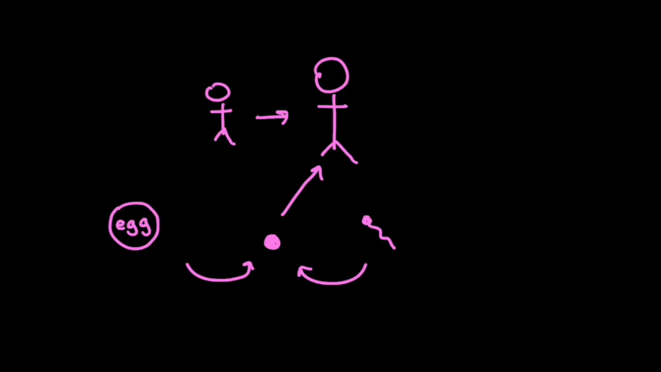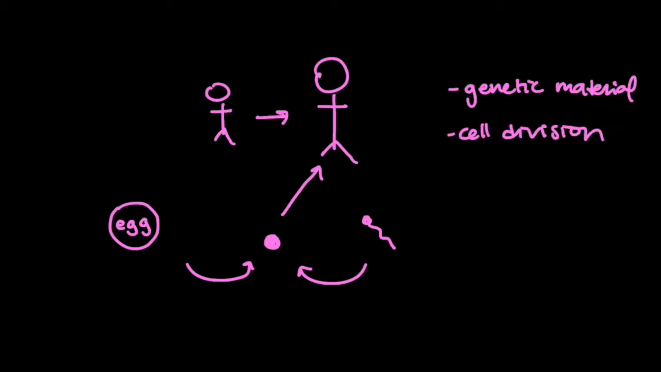In this video, we'll be exploring how genetic material is organized and passed down, how cell division works, and how both cell division and differentiation can lead to complex, specialized systems.